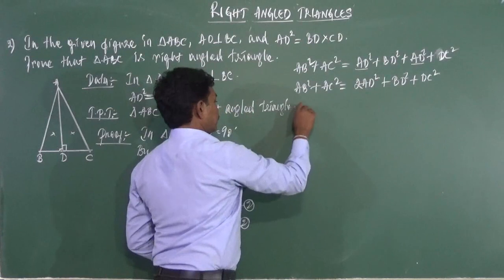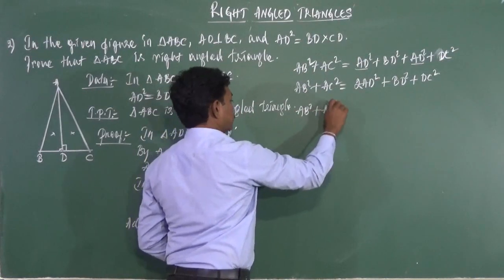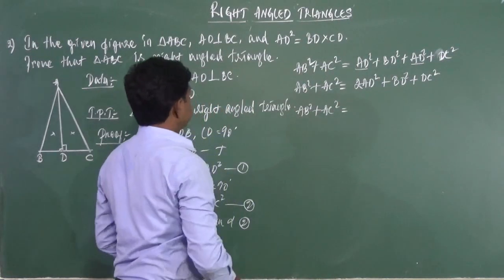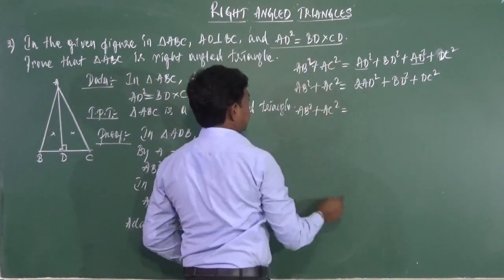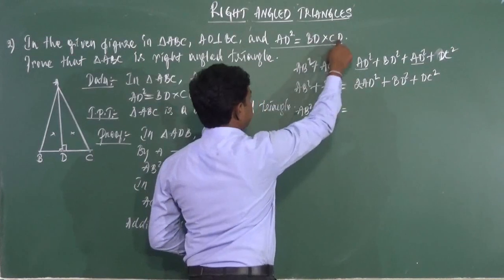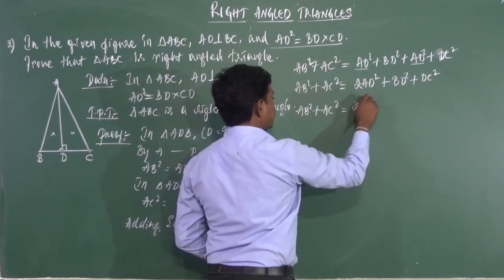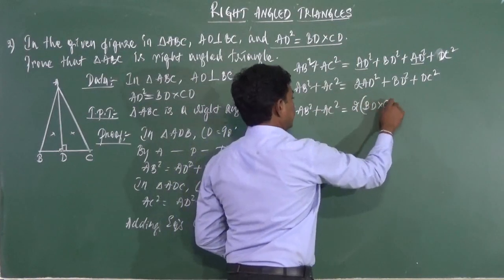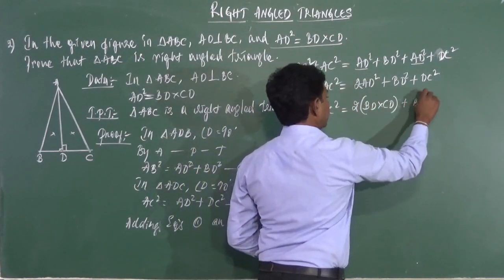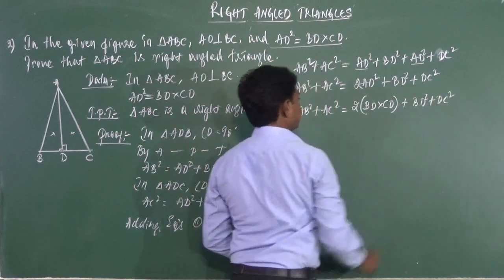So again AB square plus AC square is equal to, here it is given that AD square is equal to BD into CD. So instead of this AD square I can substitute BD into CD, keeping the 2 outside. So 2 into BD into CD plus BD square plus DC square.